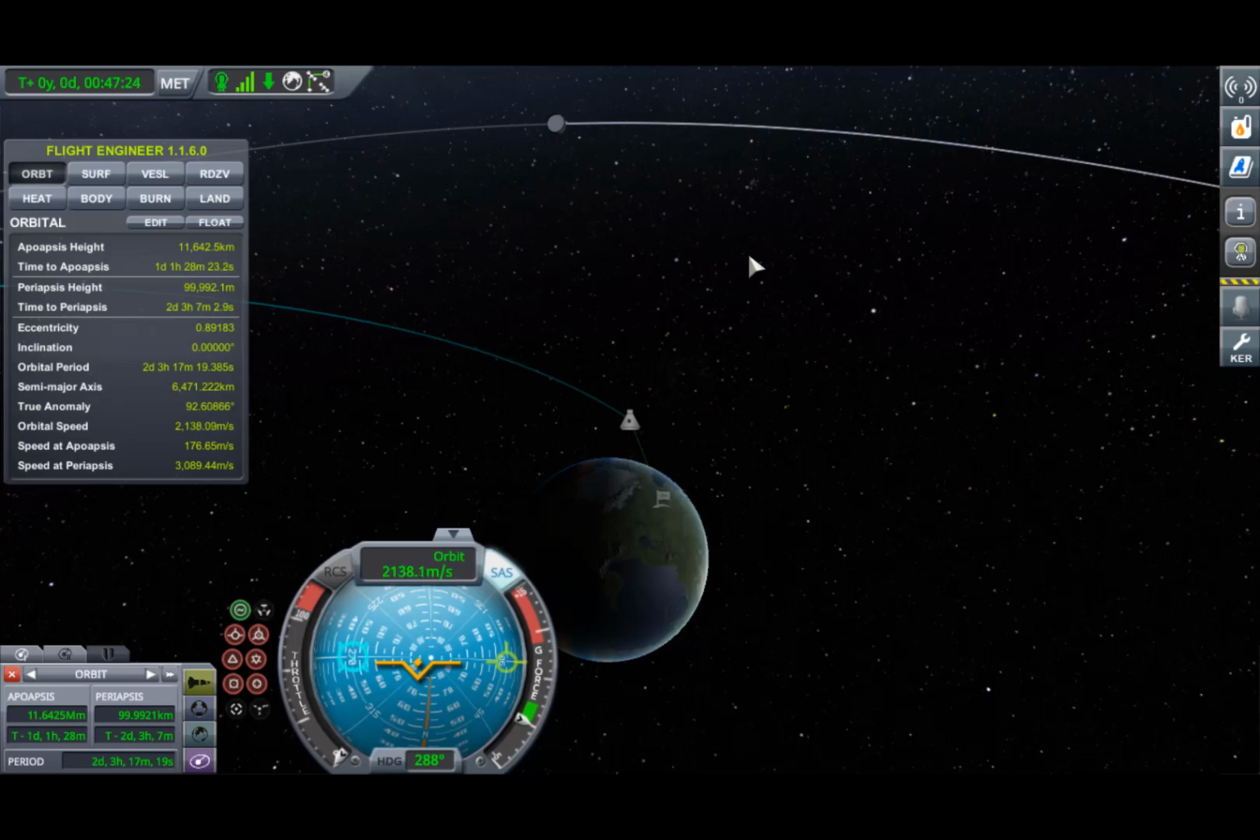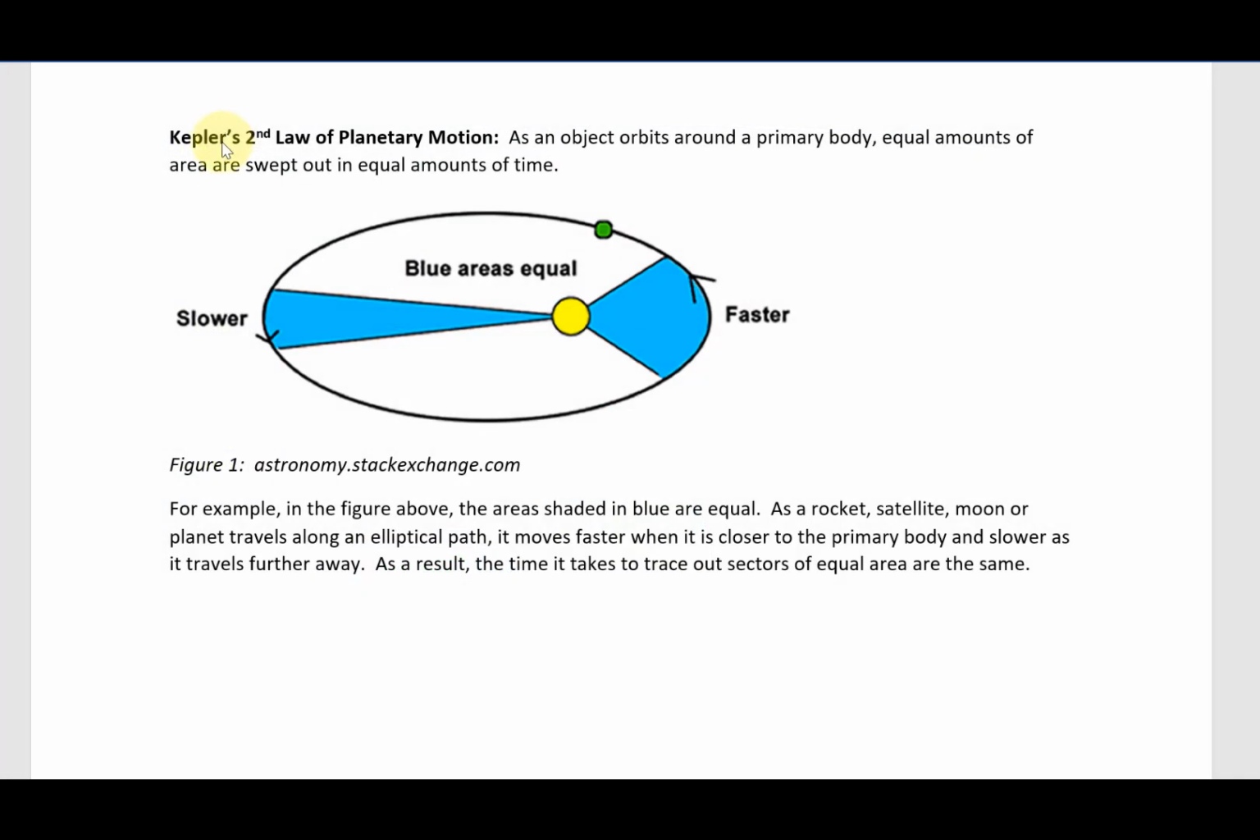So now in this part of the series, we'll look back at the orbit we have followed so far and confirm Kepler's second law of planetary motion. Kepler's second law of planetary motion states, as an object orbits around a primary body, equal amounts of area are swept out in equal amounts of time. For example, in the figure here, the areas shaded in blue would be equal if the time periods from one endpoint to another are equal.